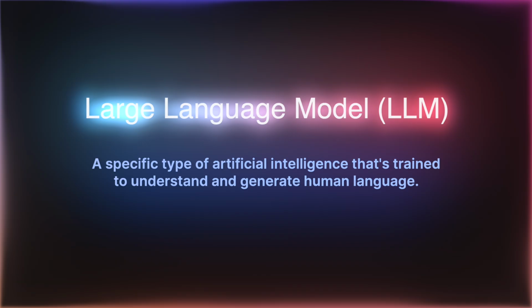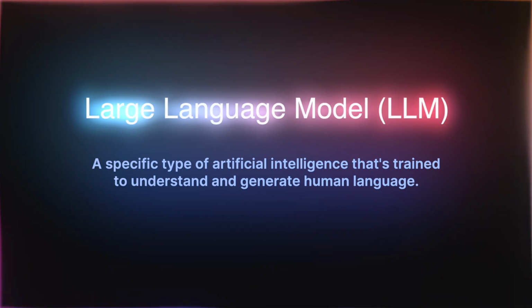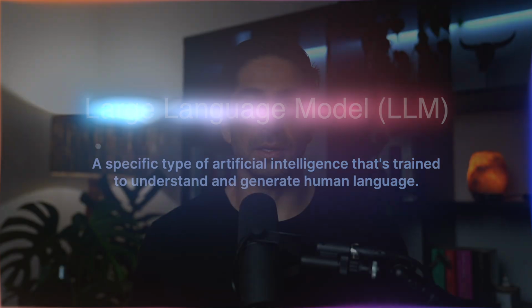We're using ChatGPT as our example in this video because it's one of the most popular platforms and it's probably the one that you already use. But if you understand how ChatGPT works, you're going to understand how they all work. All right, so what exactly is a large language model? At its core, an LLM is a specific type of artificial intelligence that's trained to understand and generate human language. It doesn't speak, it doesn't think, but it can mimic both incredibly well.